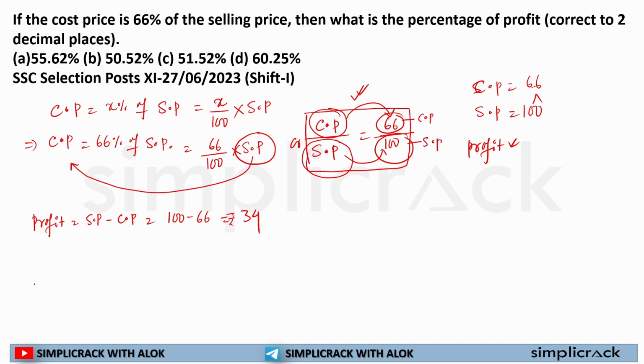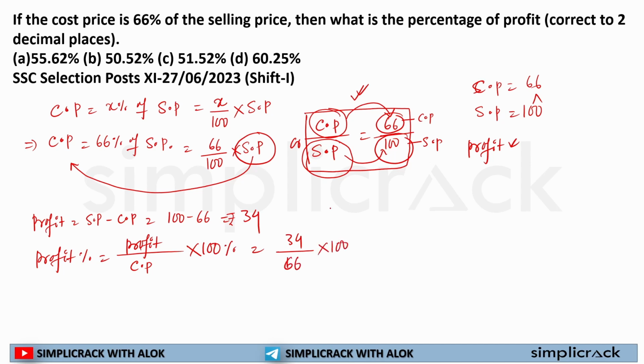But sir, you have to calculate profit percentage. So profit percentage is equal to profit divided by cost price multiplied by 100%. So profit is 34, cost price is 66, multiplied by 100.